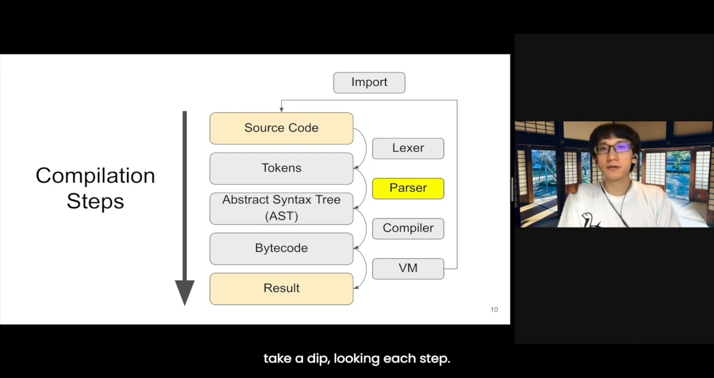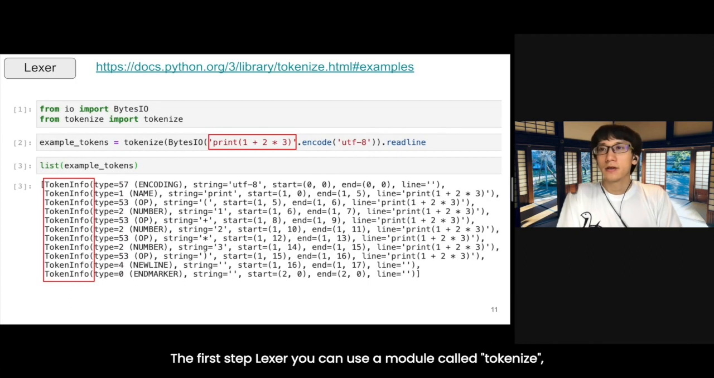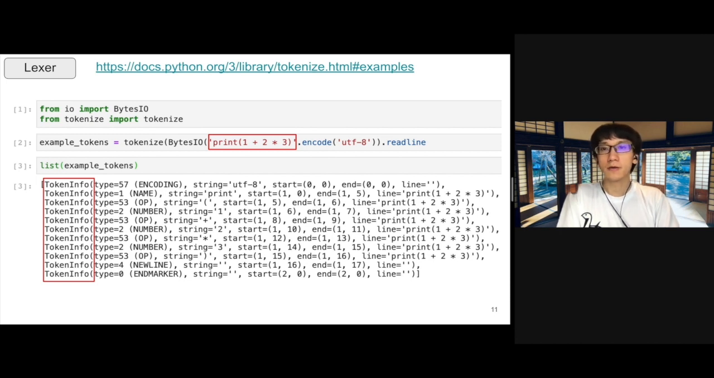Let's take a deep look at each step. For the first step, the Lexer, you can use a module called tokenize to present it. Tokenize takes your source code as an input and generates a bunch of tokens here. Remember, the tokens here have no meaning.